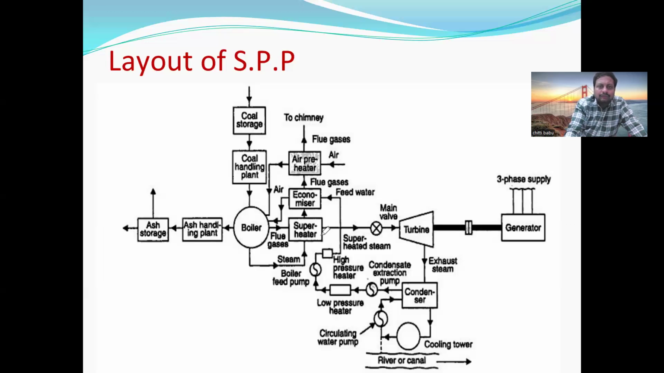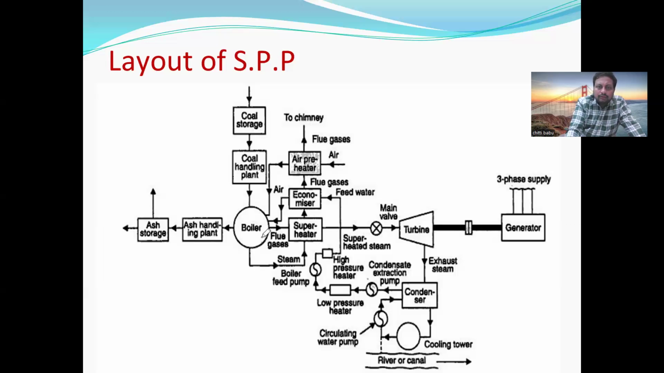After that, in the electrostatic precipitator or any other dust collector, we need to collect the dust from these hot flue gases, and then we release these flue gases into the atmosphere.